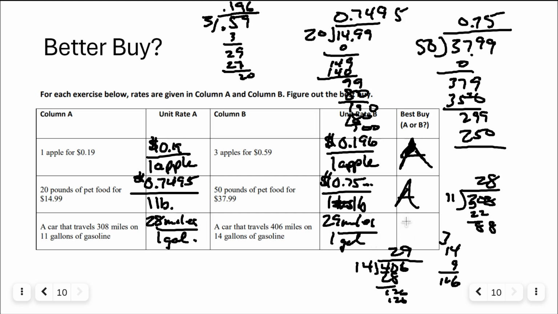So which is better? B. You want to go 29 miles per gallon compared to 28 miles per gallon, right? Less gas. Okay? And that's it.